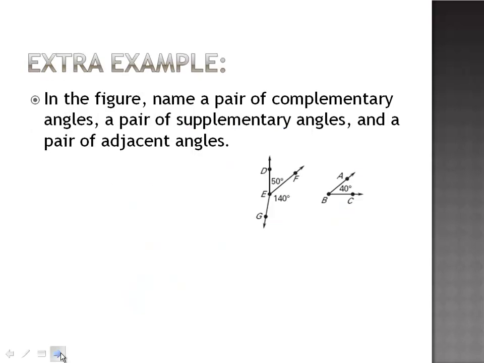Let's look at our next question. In the figure, name a pair of complementary angles, a pair of supplementary angles, and a pair of adjacent angles. It might do you good to pause the video and try this on your own right now before you watch me finish it. So complementary. It is right to give complements. That's 90 degrees. So this angle is 50 and this angle is 40. 50 plus 40 is 90.